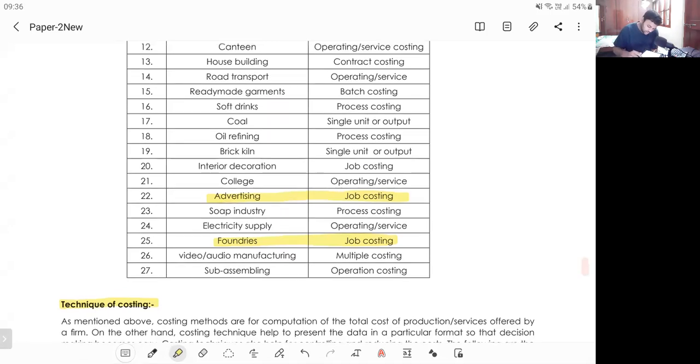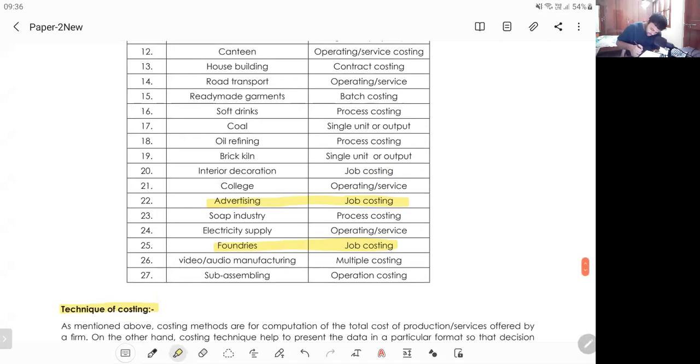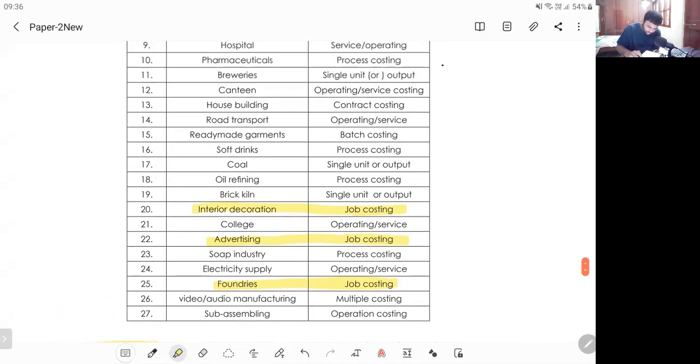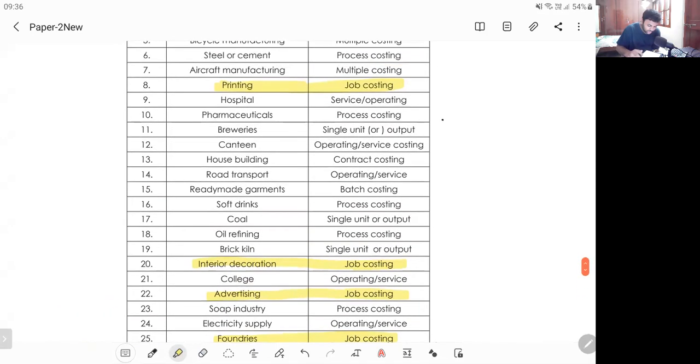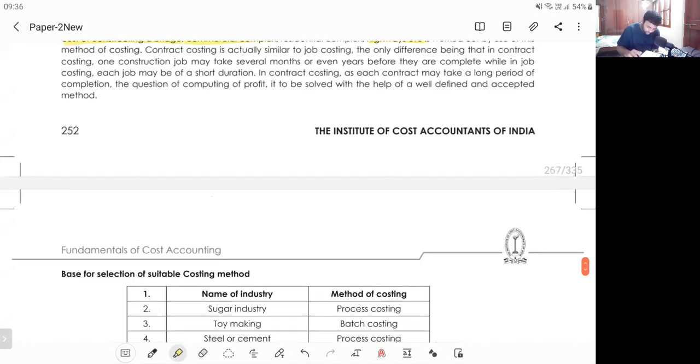So these are the examples. Even in case of interior decoration, job costing will be used. Advertisement, job costing will be used. Foundries, job costing will be used. Printing, job costing will be used.